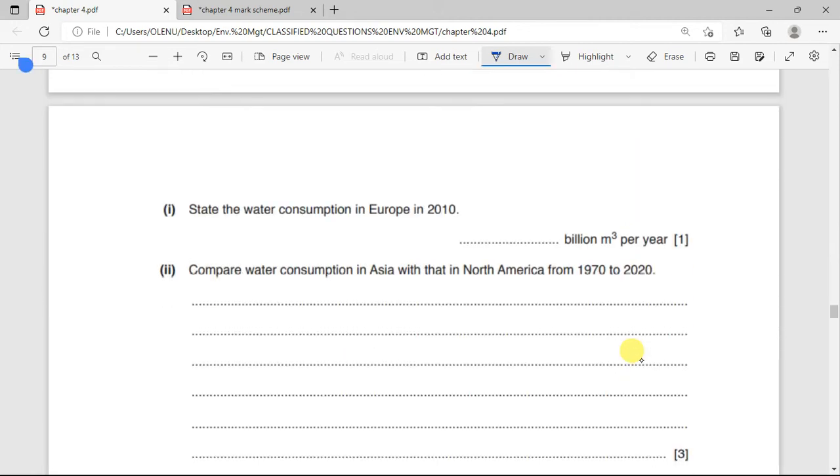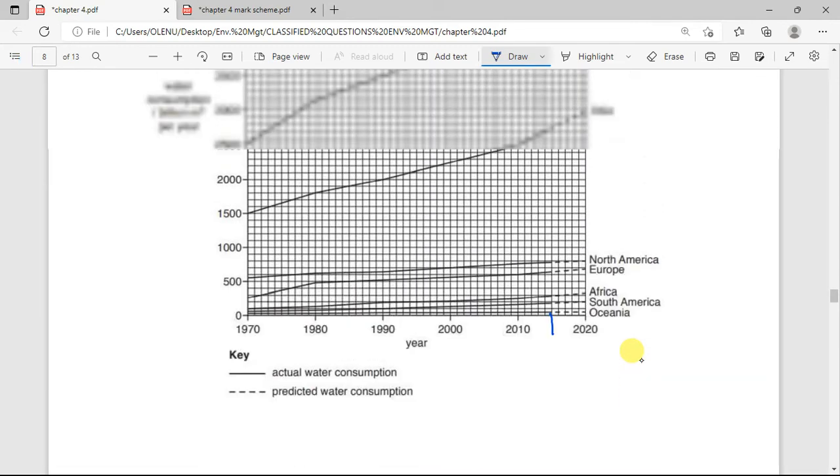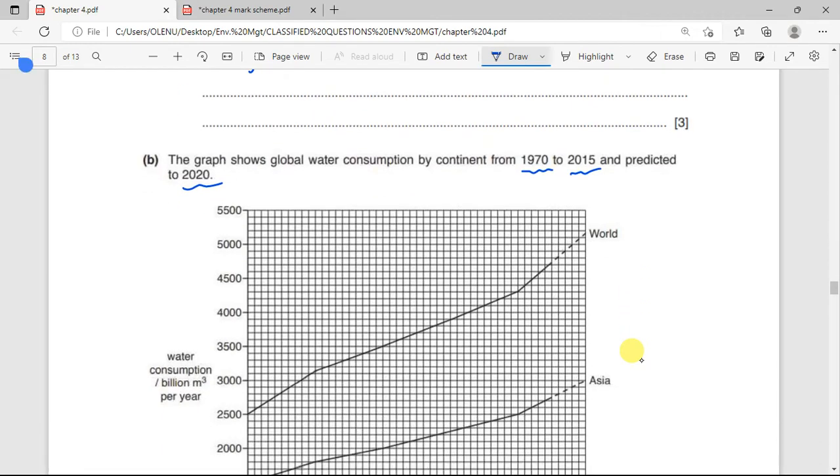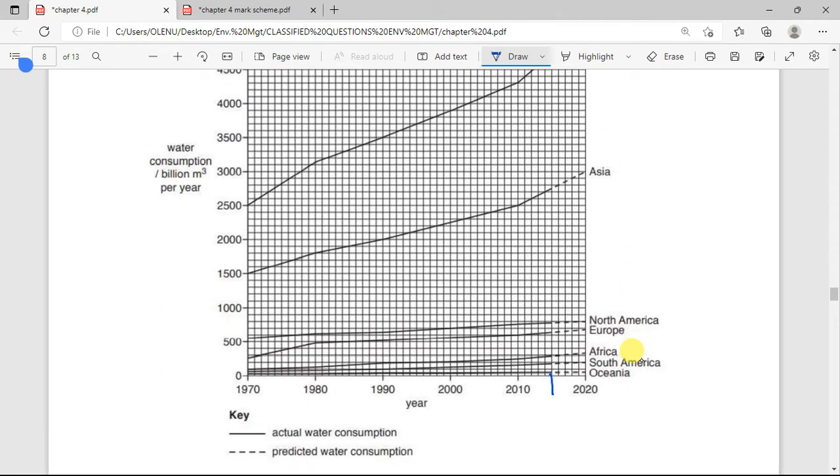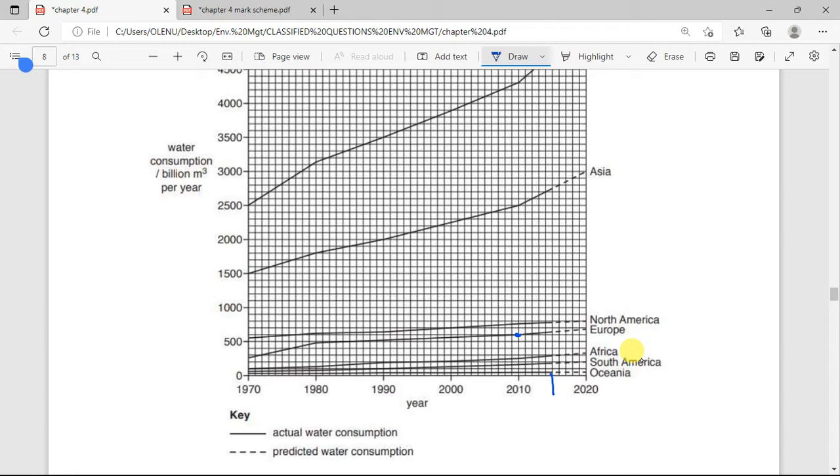So the first question is state the water consumption in Europe in 2010. So you come, where is Europe? This is Europe. Which year? 2010. This is it. So you trace it. No, the column ahead. So this is it. So this is 500, 600, 700, 800, 900. You now have 1000, so it's 600.